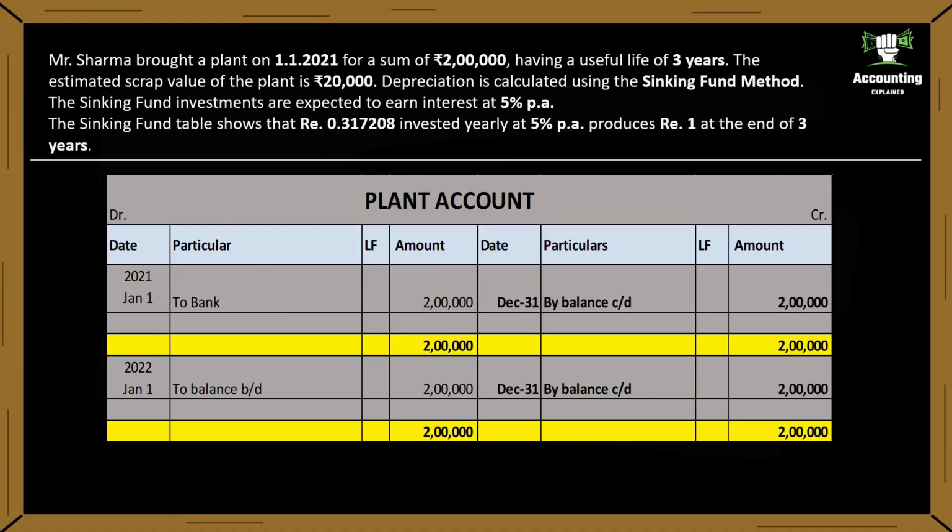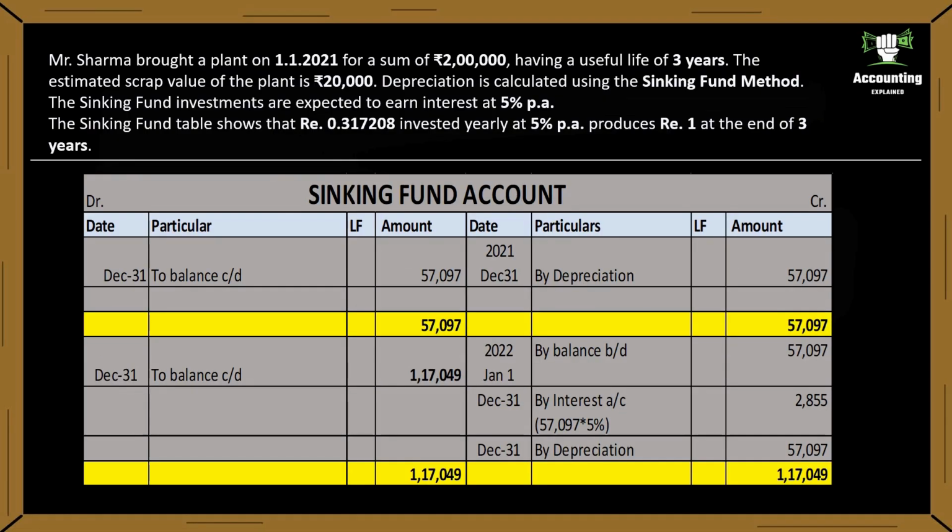For the second year, in the plant account, we wrote on December 31 by balance carried down as 2 lakhs. So that will be brought down on January 1, 2022 as to balance brought down 2 lakhs. Again, this balance will be carried forward to the next year. December 31 by balance carried down 2 lakhs, and the debit side total and credit side total is 2 lakhs. The plant account balance will remain the same till the end of the life of the asset. Only in the last year it is going to change.